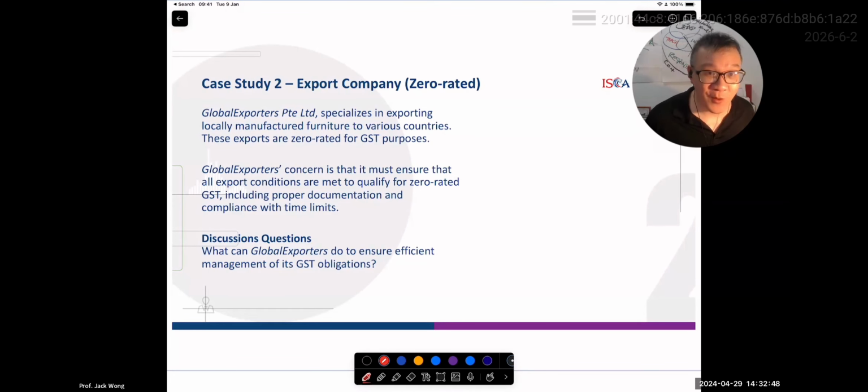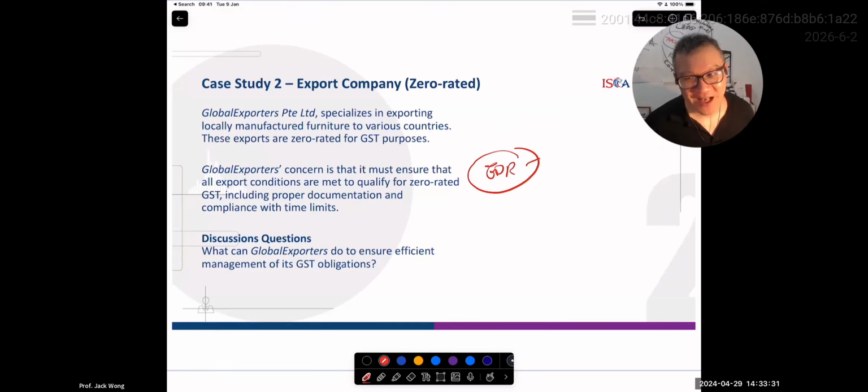So this case is about Global Exports, a company in Singapore, specializes in exporting locally manufactured goods or furniture to overseas, and they are zero-rated for GST purposes. The company's concern is it must ensure all export conditions are met to qualify for zero rating, including proper documentation and with time limit. So what can Global Exports do to ensure efficient management of its GST obligations? So we have talked about this many times. It's about ensuring you have export documentation requirements satisfied. Right? This is really the most important thing for export of goods.